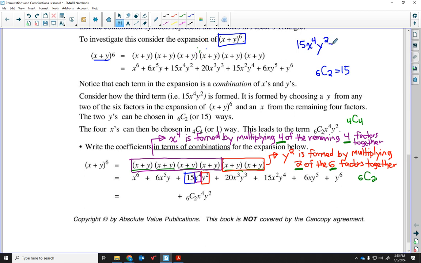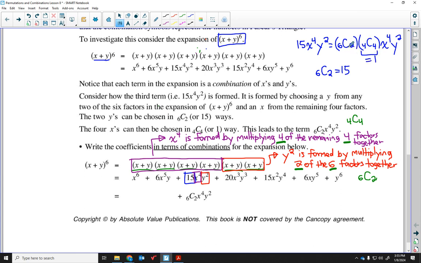y squared. That 15 would be calculated by 6 choose 2. So that means of the 6 factors available, we choose 2 of them to form the y squared term. And then of the remaining 4 factors, we choose 4 of them to form the x to the power of 4 term. We have x to the 4 y squared. Now, this is a bit redundant. We don't really need to say what we're choosing, that we're choosing the remaining factors to form the x to the 4 term, just because 4 choose 4 is going to be equal to 1.